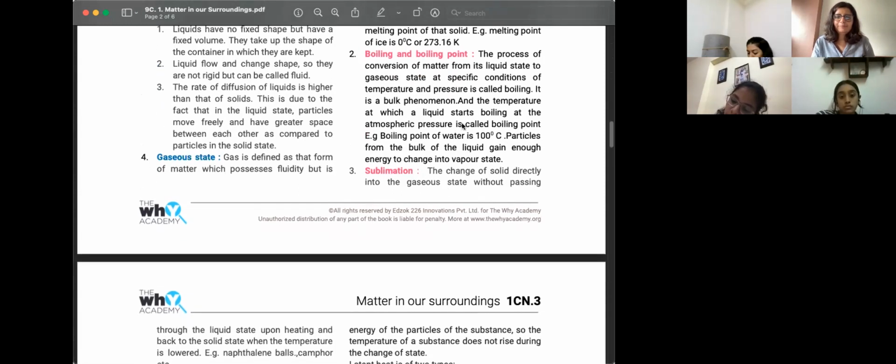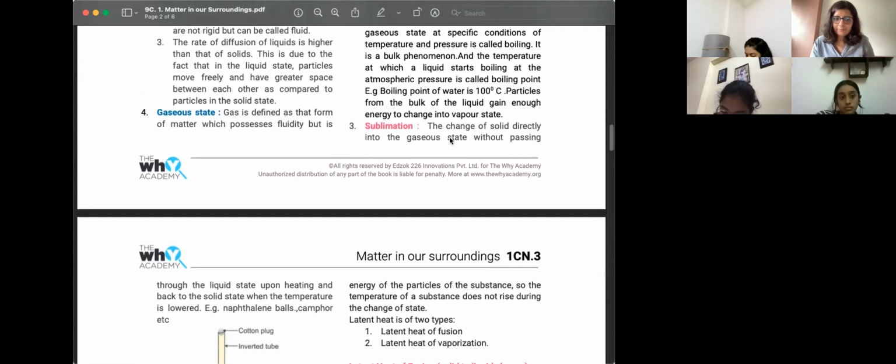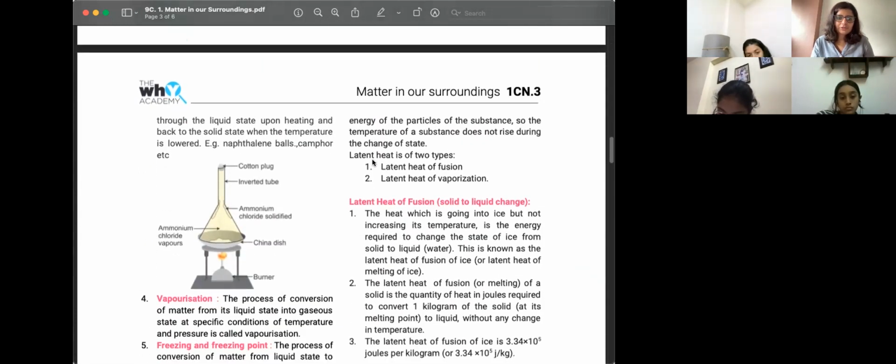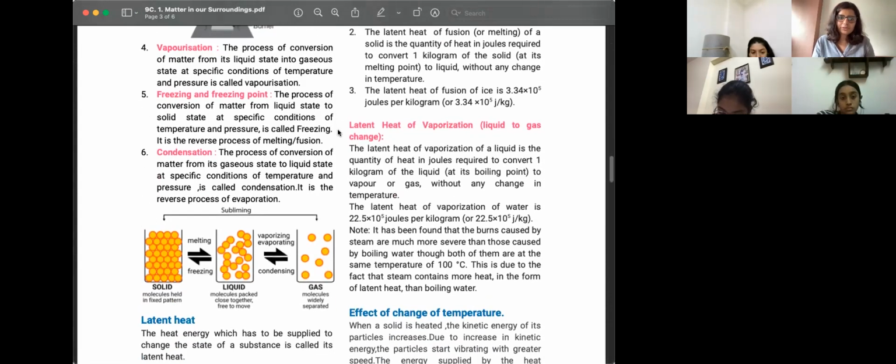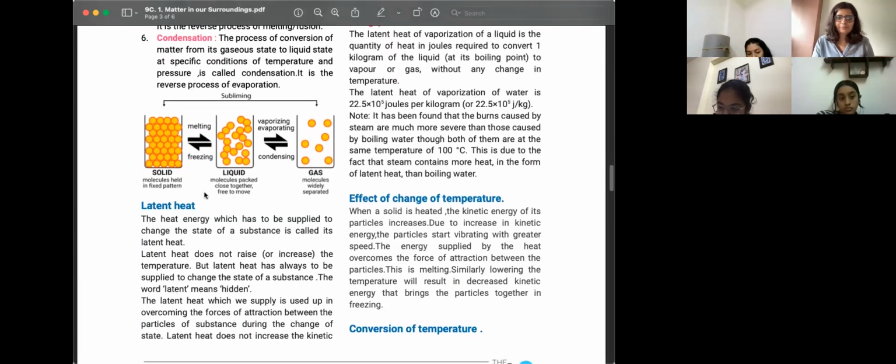Boiling point, okay. So boiling point का ये हो गया. Sublimation also we talked about. Vaporization, okay. Freezing point, condensation. Talking about latent heat, okay.